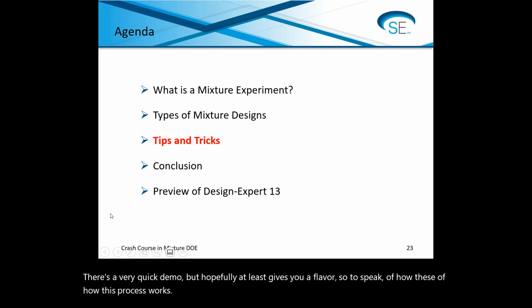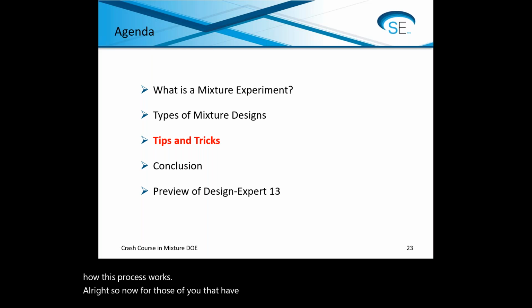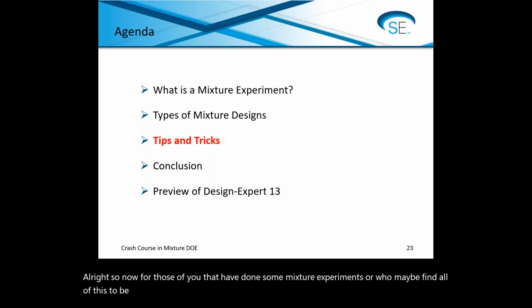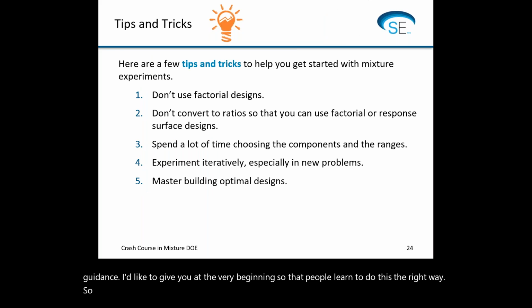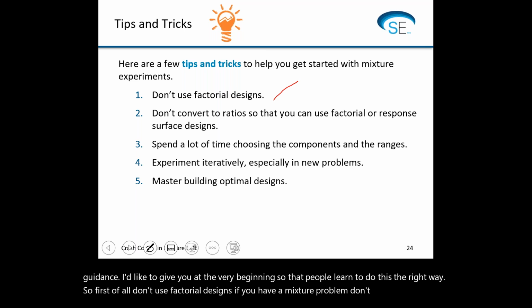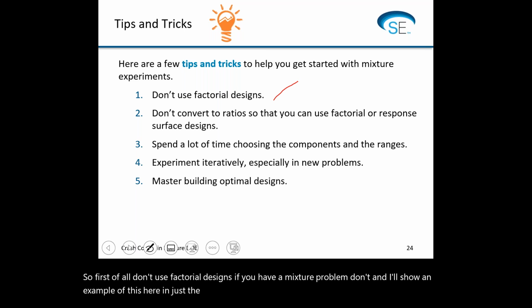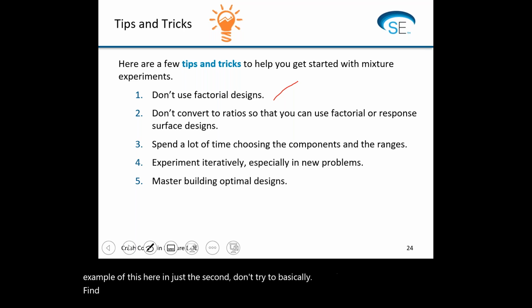All right, so now for those of you that have done some mixture experiments or who maybe find all of this to be really easy, here are some tips and tricks, some practical guidance I like to give at the very beginning so that people learn to do this the right way. So first of all, don't use factorial designs. If you have a mixture problem, don't, and I'll show an example of this here in just a second, try to find a way to make factorials work.